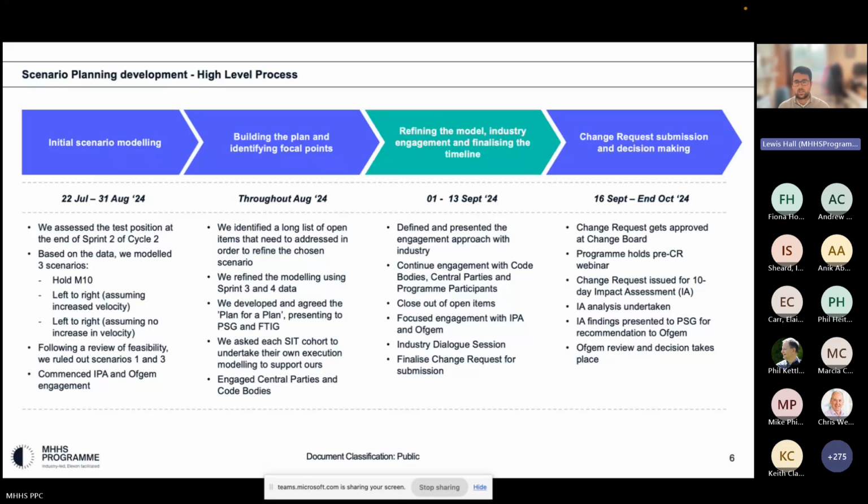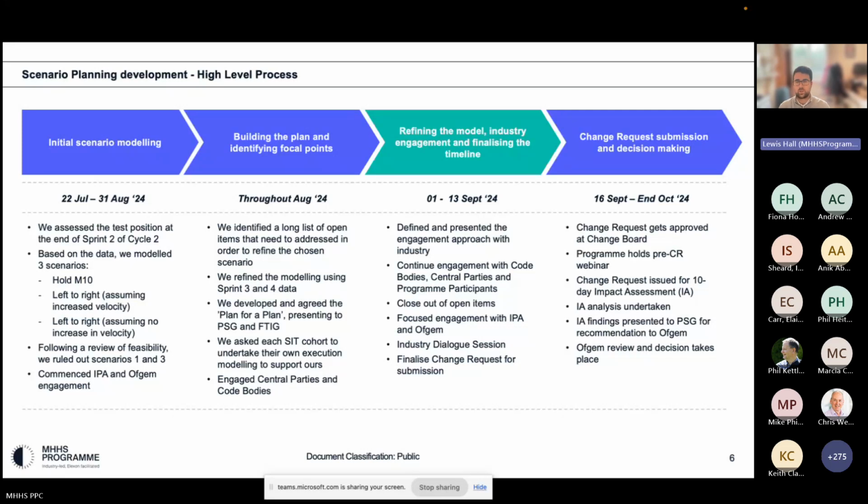We also asked each cohort in SIT to undertake their own modelling exercise to support ours as well. So we set them the task of the number of points that they needed to attain, and then therefore how fast do they think they could get? What are the key assumptions and constraints that would then underpin that? And this was all about capturing more data and more information to help build our own model, so we weren't doing it in isolation. And we started engaging with central parties and code bodies at the same time, noting some of the implications that would have on themselves as well.